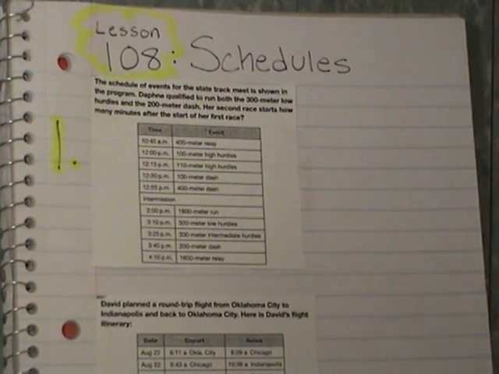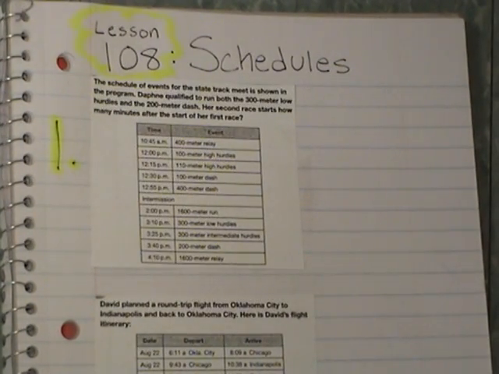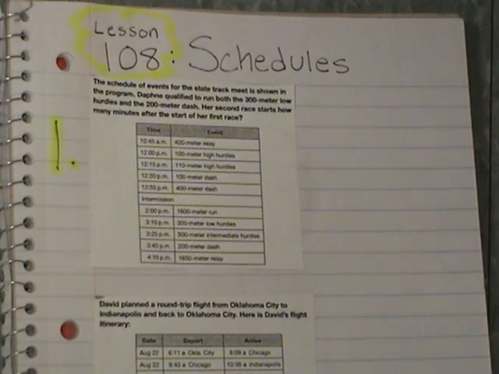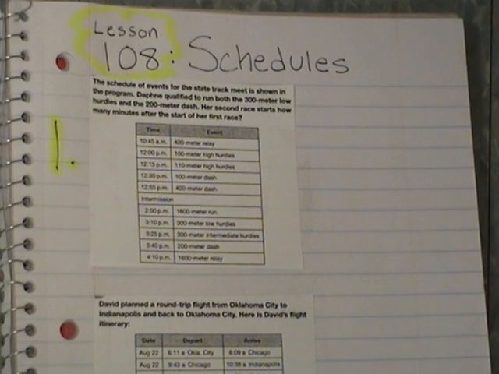Alright, so tonight's lesson is lesson 108, and we are learning about schedules. In this lesson, we will use schedules to solve elapsed time problems. A schedule is a list of times and events that shows when the events are planned to happen. A type of schedule that you see every day is something that I put on the board.